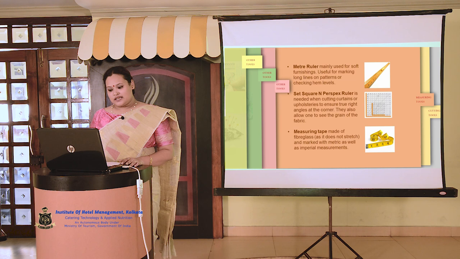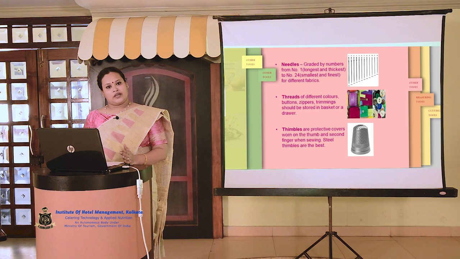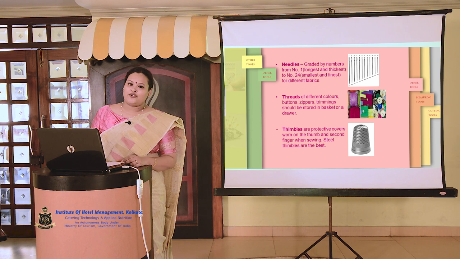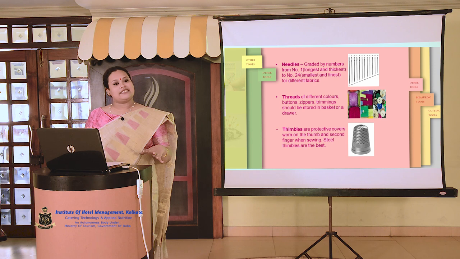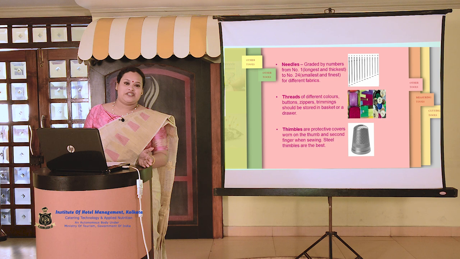Next, we move on to a few other tools that are used in the sewing room. First one is of course the needles. The needles are graded from number 1 to number 24. Now our thought process could go that number 1 is the tiniest of the needles. But I'm sorry, you are wrong, it is just the opposite way around. Needle number 1 is the longest and the thickest of the needles and needle number 24 is the smallest and the tiniest of the needles. These different sizes of needles are used for various fabrics.